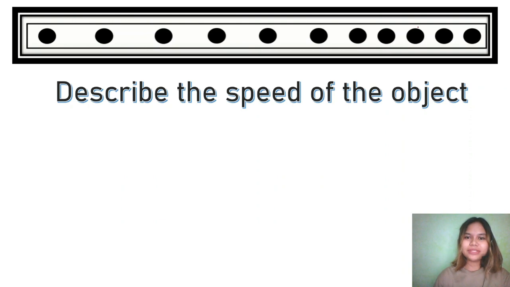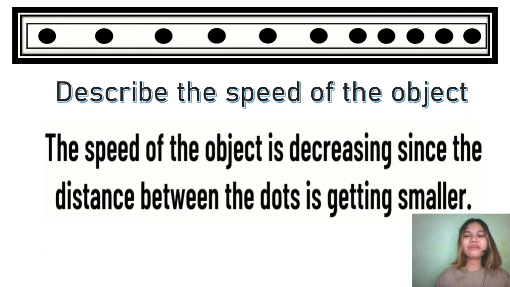Another diagram, let's describe the speed of the object. Very good. The speed of the object is decreasing since the distance between the dots is getting smaller. In Tagalog, kapag yung mga dots ay magkakadikit na sa isa't isa, malapit na sa isa't isa, ibig sabihin, yung speed ng ating object ay bumabagal.